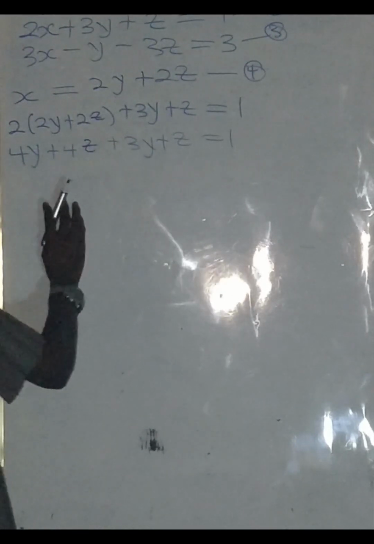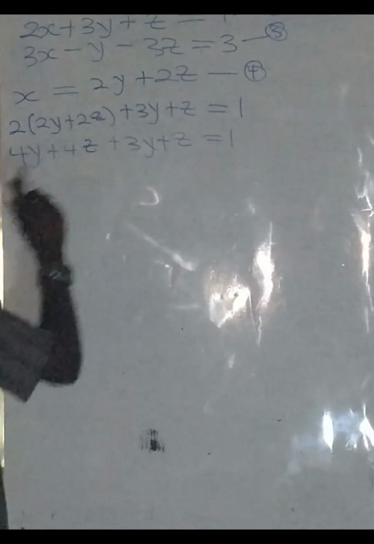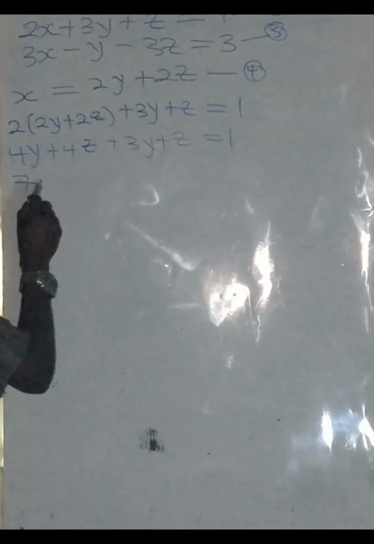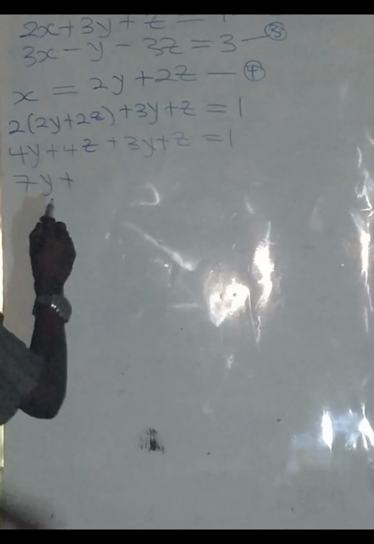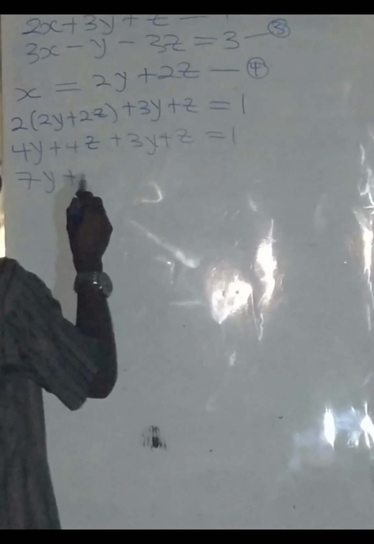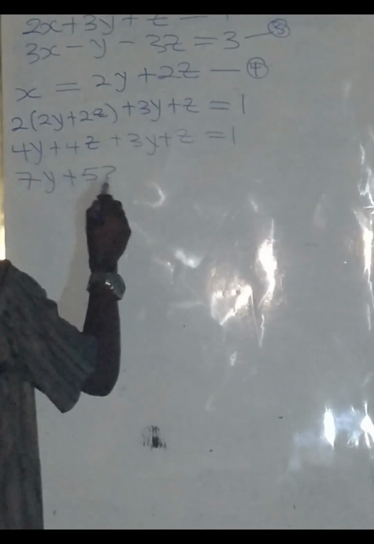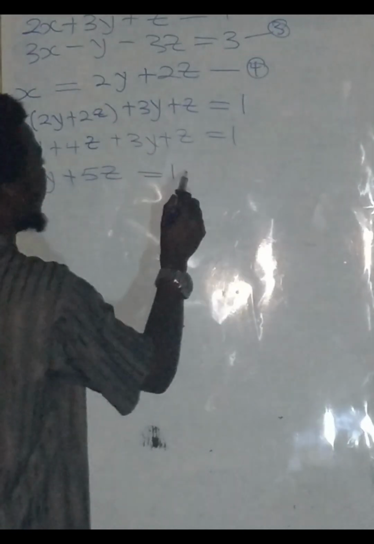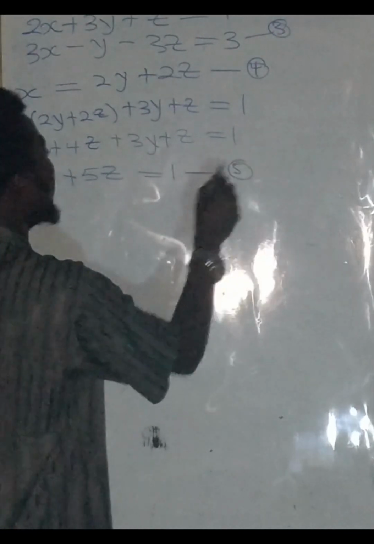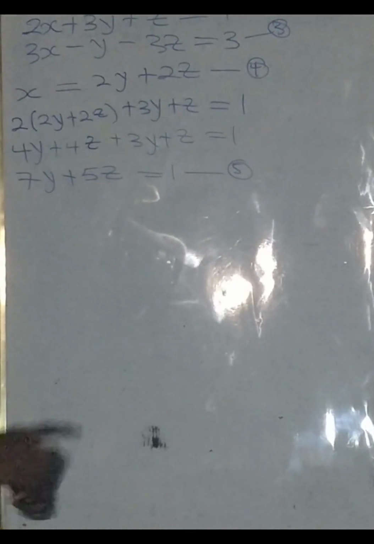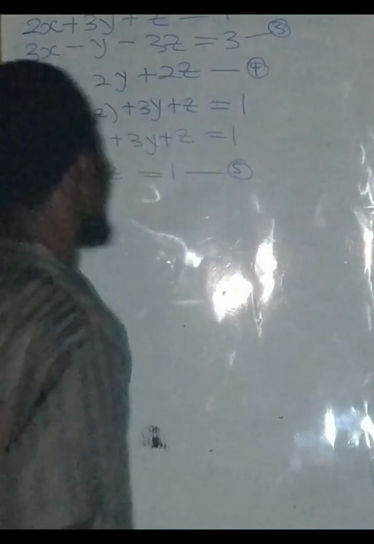So therefore, collect like terms. 4y plus 3y, what is that? 7y. We have 7y plus 4z plus z, what is that? 5z. We now have 7y plus 5z equals 1. Call this equation 5. The target here is for you to have two unknowns. Are we okay, sir? Yes, sir. So we go.